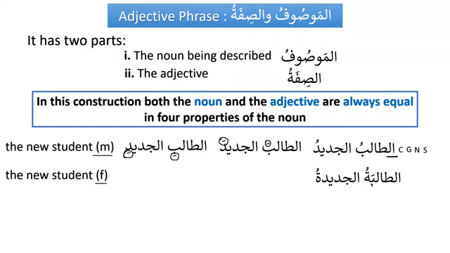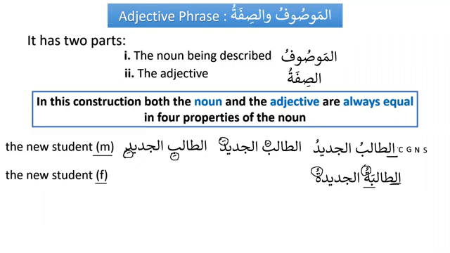Is it equal in the four properties of the noun: definiteness, gender, number, and status? Is this definite or indefinite? We can see that this is definite. Is this masculine or feminine? Ta marbuta, that means it is feminine. Is it singular, dual, or plural? At-talibatu, one student, so it is singular. And what is the status? It is marfu. So both of them are marfu.